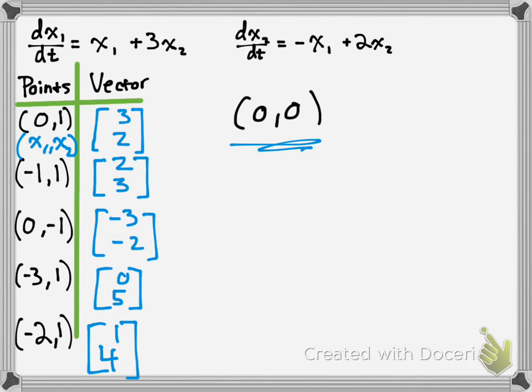Okay, now we're just going to use the vectors, but first let's find the points. I'm going to label the points in blue. Actually, no, I'm going to label the points in green.